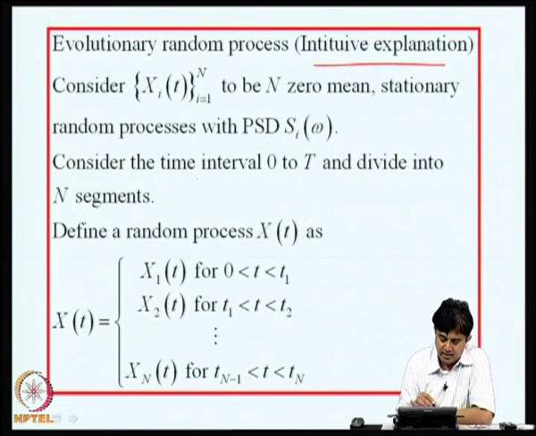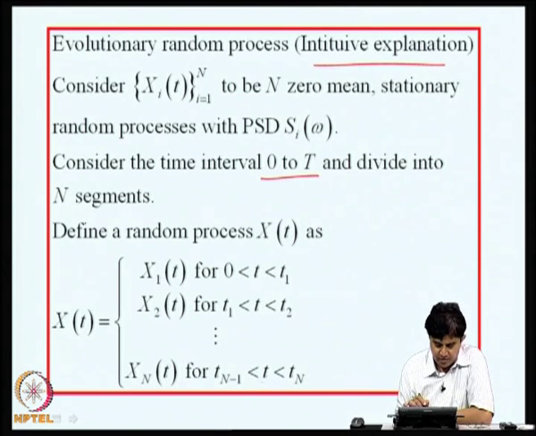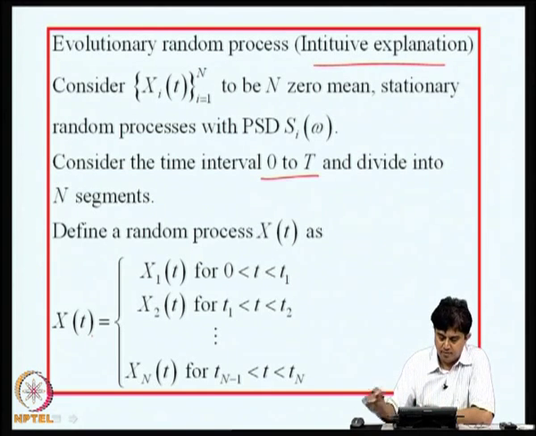Now, let us consider a time interval 0 to t and divide it into n segments. I will define a random process x of t as x1 of t if t is between 0 and t1, otherwise x2 of t if t is between t1 and t2, and so on and so forth. So, x of t is defined in terms of capital N number of segments, where each segment is one random process xi of t. Since the properties of x1, x2, x3, xn are all different, it is clear that x of t is a non-stationary random process.